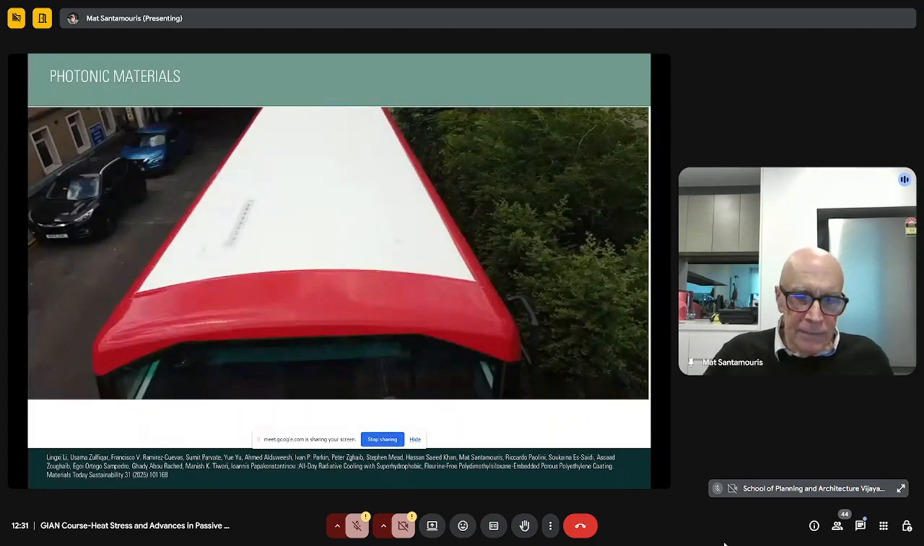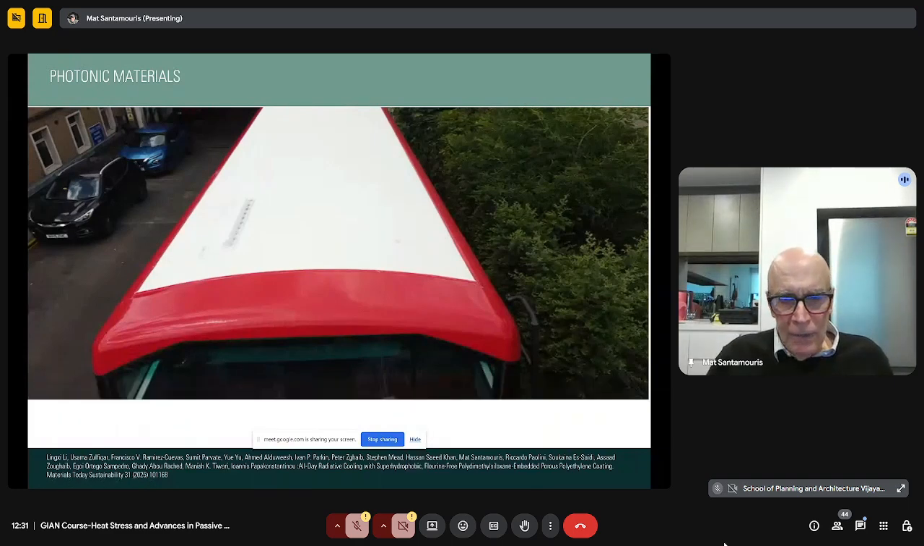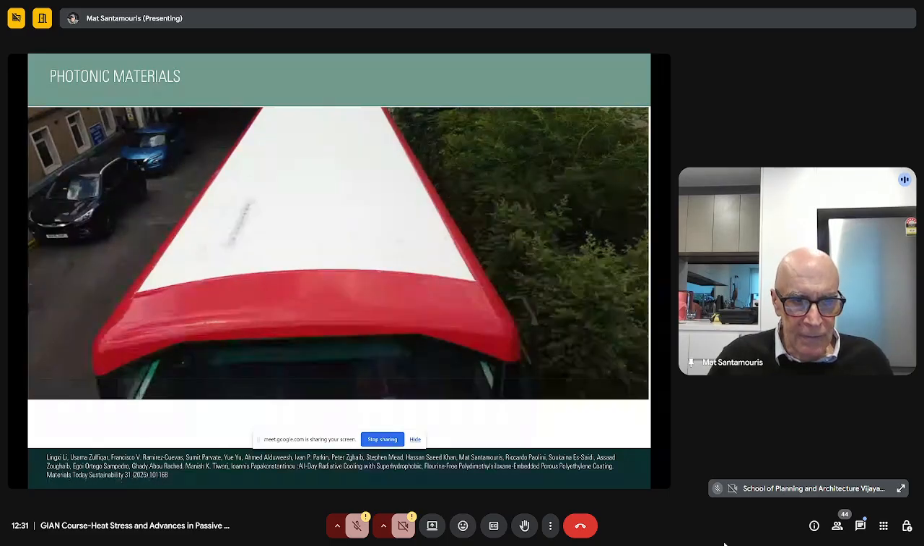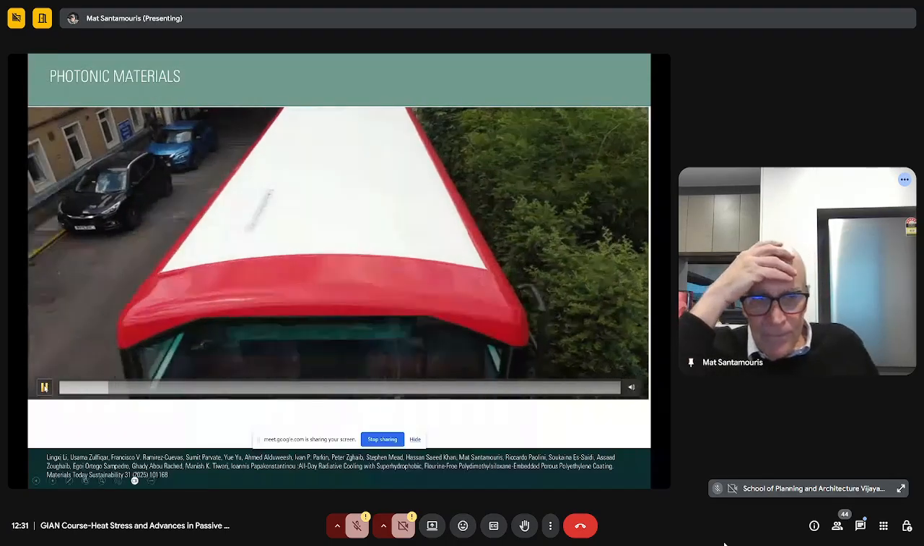I'd like to show you a video. These materials are now used in London by the red buses. They use these materials in order to reflect solar radiation and also decrease the temperature inside the bus and minimize the use of air conditioning. I'd like to show you this small video. Hope it works.